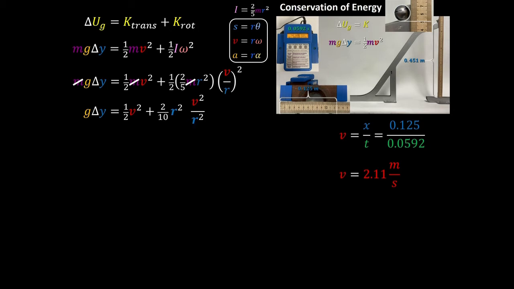And to be honest with you, when I went through this problem the first time, I canceled them and then realized later that they're not the same radius. What? So we have to be a little careful. This is the radius that's going to affect how much rotational inertia it has, and it has a different radius that affects how fast it's traveling angularly.